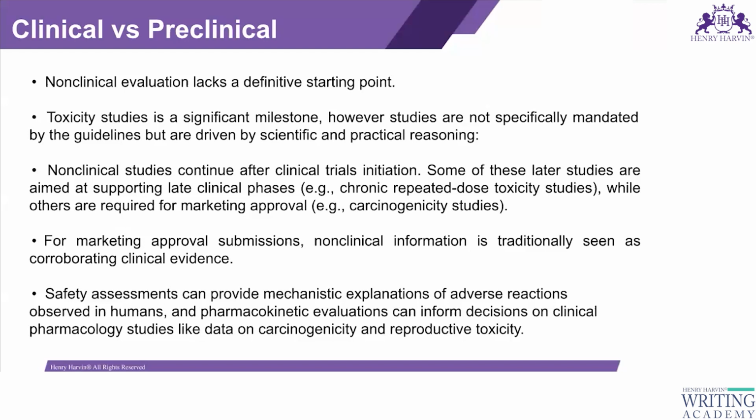So these safety assessments provide you with the explanation of the adverse reactions observed in humans. The pharmacokinetic evaluations, which relate to absorption, distribution, metabolism, and excretion, can inform decisions on clinical pharmacology studies, like the data available from carcinogenicity or reproductive toxicity studies.